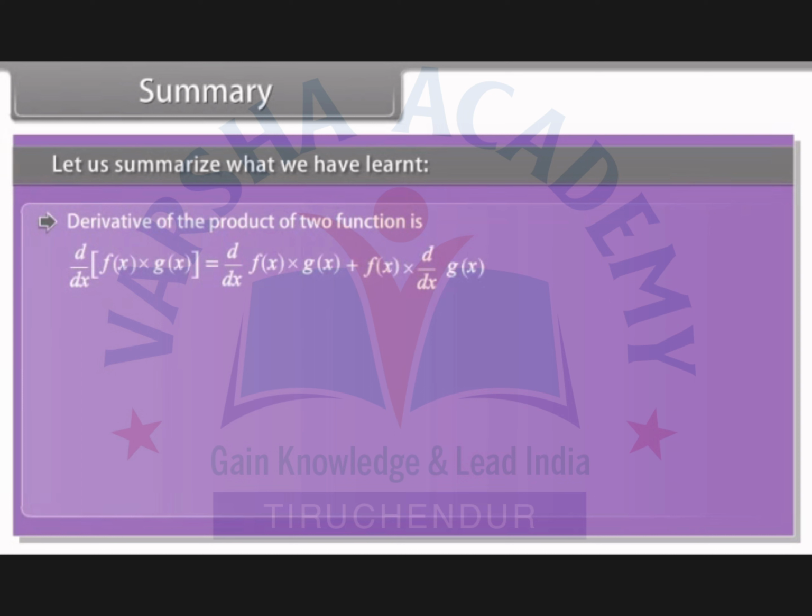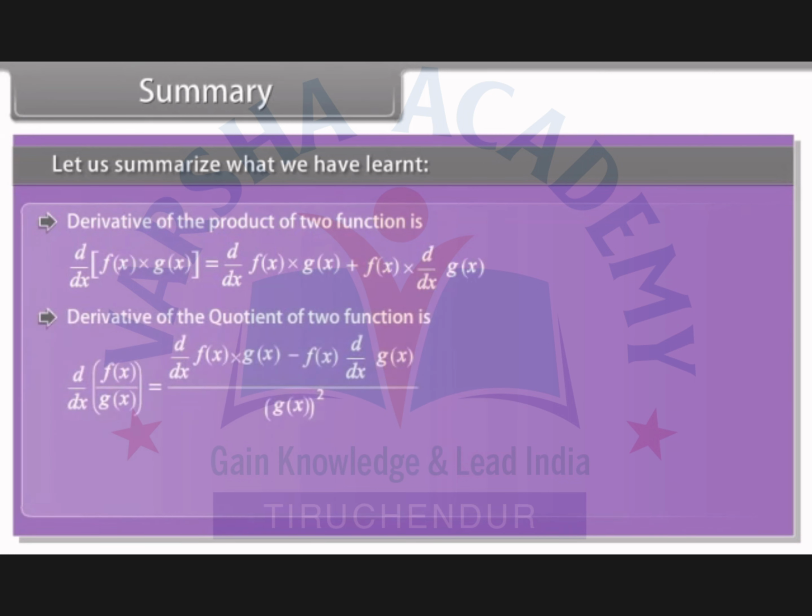Derivatives of the product of two functions is d by dx of f of x into g of x is equal to g of x into d by dx of f of x plus f of x into d by dx of g of x. Derivatives of the quotient of two functions is d by dx of f of x by g of x is equal to g of x into d by dx of f of x minus f of x into d by dx of g of x divided by square of g of x.